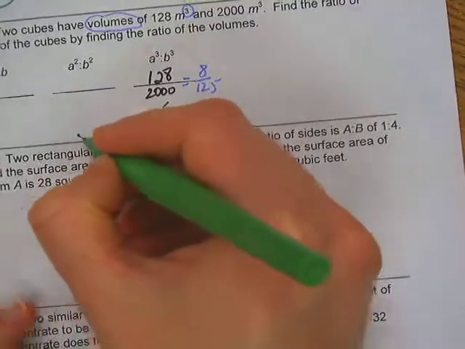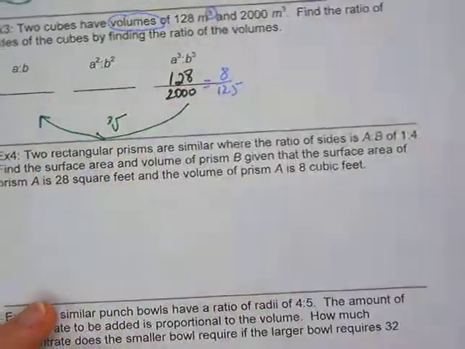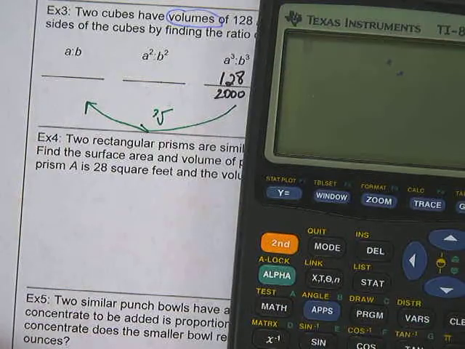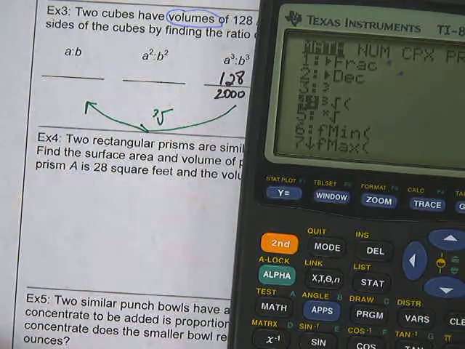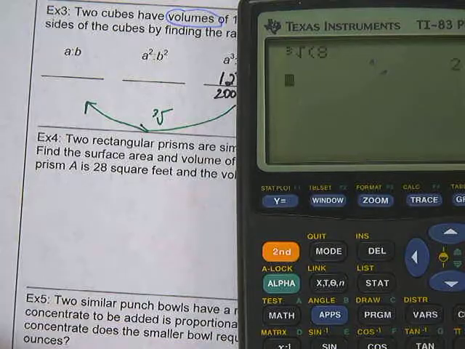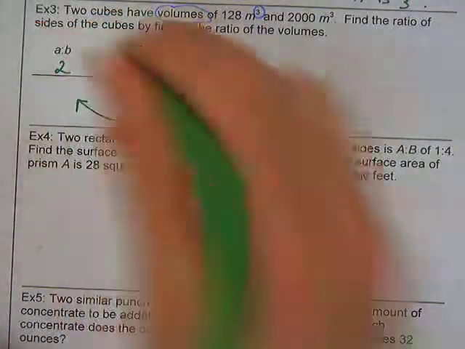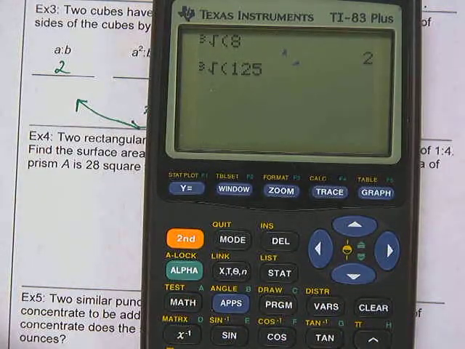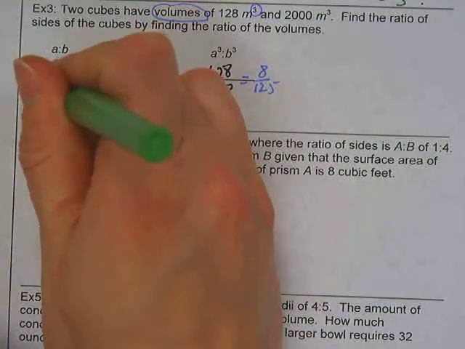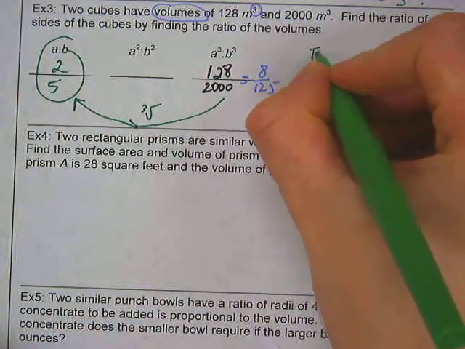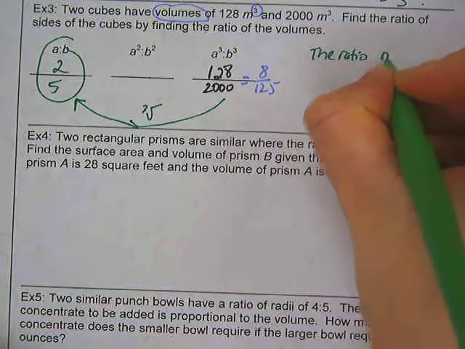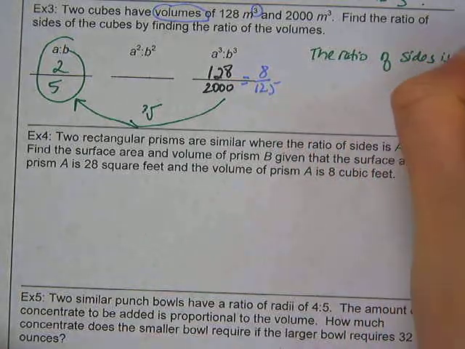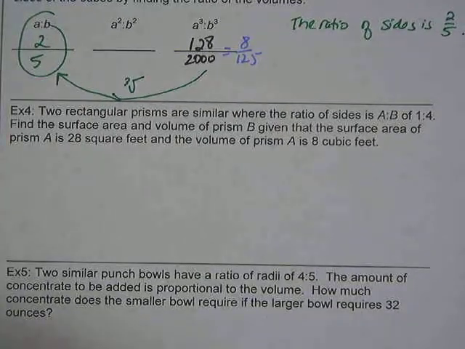Well, is that an A to B number or an A squared to B squared number? Nonetheless, I need to go here first, and to do this I'm going to use the cubed root feature. So we're going to type in option number 4. I want the cubed root. Cubed root of 8 is going to be 2. Now I want the cubed root of 125, which will be 5, and this will be my ratio of sides.